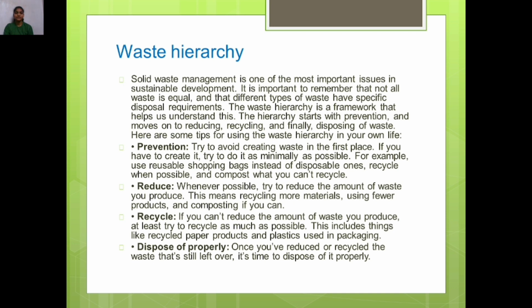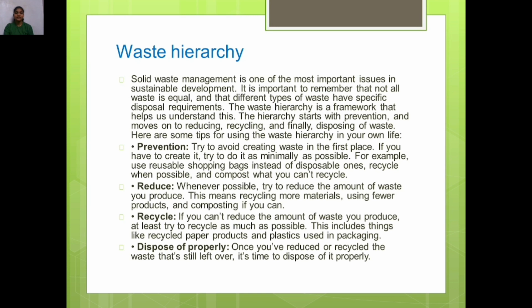Here are a few tips for using the waste hierarchy in your own life. Prevention. Try to avoid creating waste in the first place. If you have to create it, try to do it as minimally as possible. For example, use reusable shopping bags instead of disposable ones, recycle when possible, and compost when you can't recycle. Reduce. Whenever possible, try to reduce the amount of waste you produce. This means recycling more materials, using fewer products, and composting if you can.